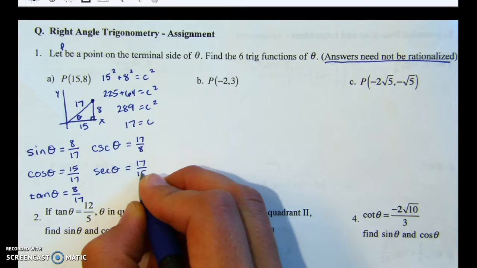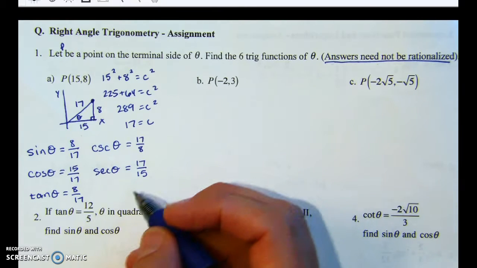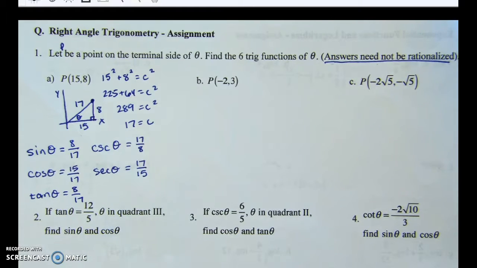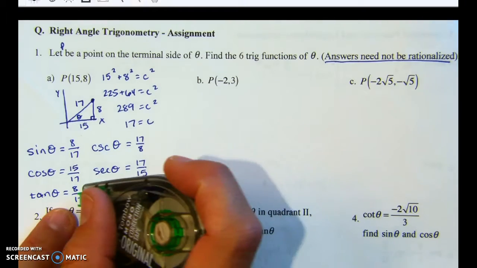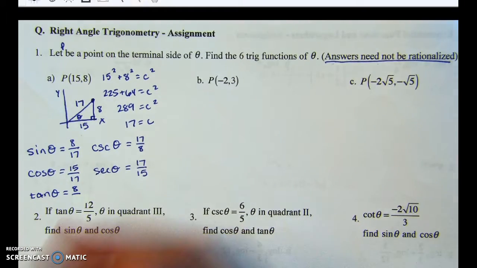Did I make a mistake? I told you I was going to zone. Oh, look, I just stop. Hold on. Oh, I'm wasting time on the video. Sorry. All right. Tangent is 8 over 15. My apologies.